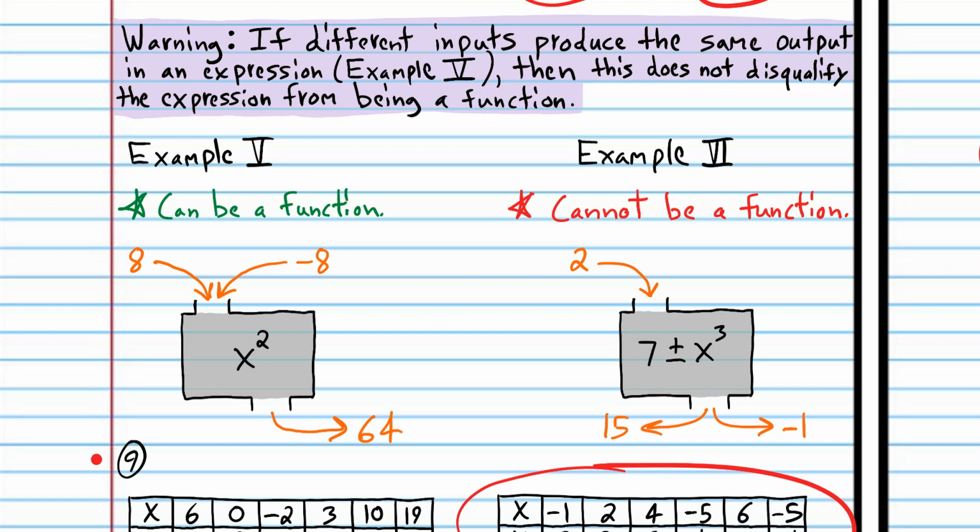So again, if a number is repeated in the x column or row, then that indicates that the table may not be able to represent a function. But be careful, because if the input and the output are the same for multiple examples of the operations of the function, then that does not disqualify the table from representing a function. So try number 11. When you come back, we'll do it together.